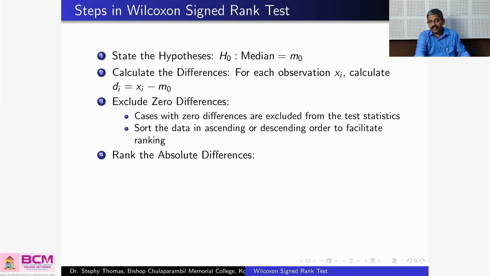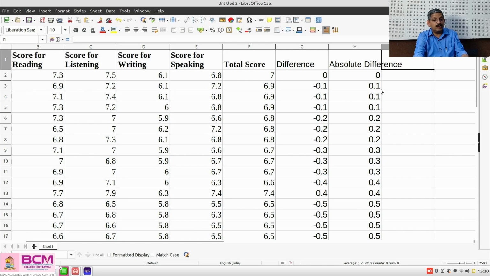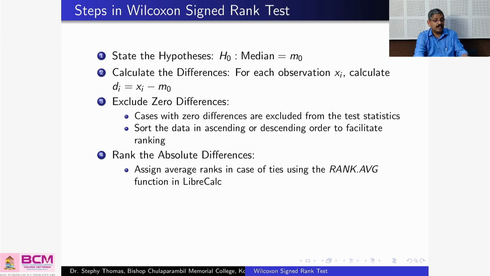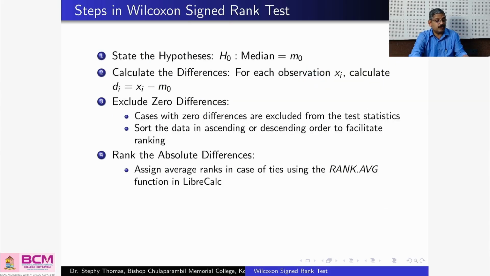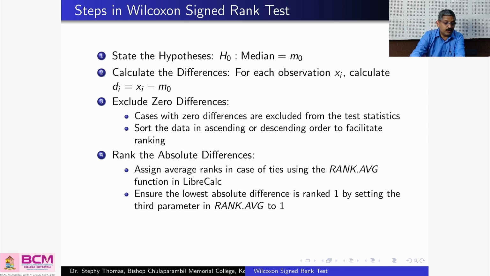Now, as the fourth step, we will go for ranking the absolute differences. For ranking, we will use the function RANK.AVERAGE. In the case of ties, we have to assign the average rank to each of these observations. We can see so many ties here, so in all these ties we will use average ranks. One more thing to keep in mind is that the lowest absolute difference should be ranked as 1, not the highest difference.